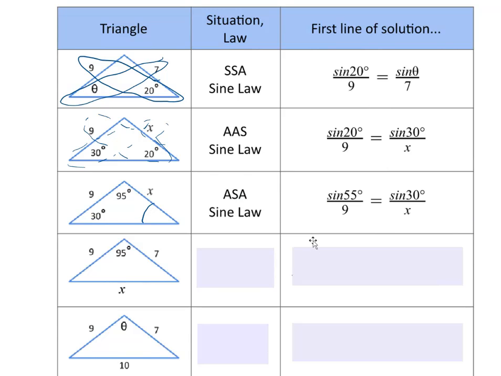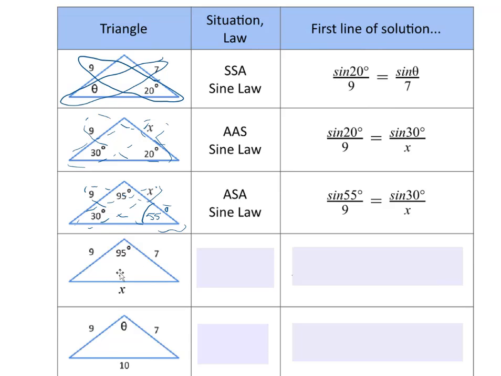So moving forward, I forgot to do the subtraction. 180 minus 30 minus 95 gives you 55 here. And then we have our opposite matching pair, and we can sub them into sine law. So sine of 55 over 9, because that's the opposite side length, is equal to sine of 30 over x, because that's the opposite side length there. And then you can solve for x.